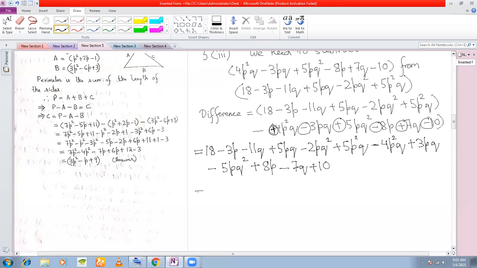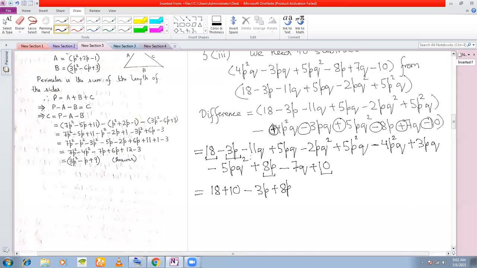Okay, once we have opened the brackets, we now look for the terms that are like terms. So what are the like terms? You have a constant term 18 here. Any other constant term that you can see? There is another constant term which is 10, so we write them together, 18 plus 10. Next you see there is a 3p here. Any other p's that you see here? Yes, there is an 8p here, right? So we write them together. So minus 3p plus 8p.